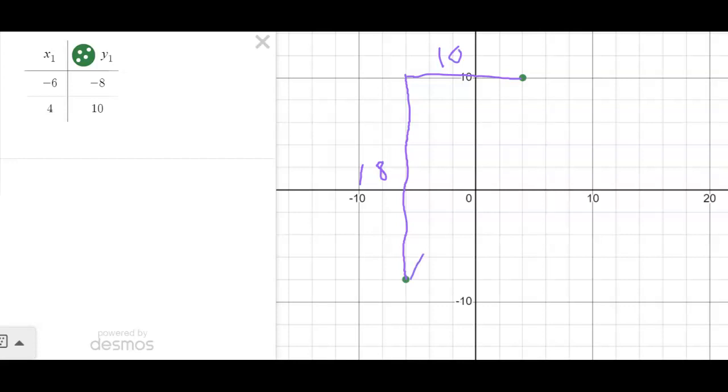And you can see that between these 2 points, the line has a positive slope. So you're going to have positive 18 over 10, which we just said simplifies to 9 over 5. So you can use a graph to calculate the slope, or you can use the slope formula like we did before. Either way.